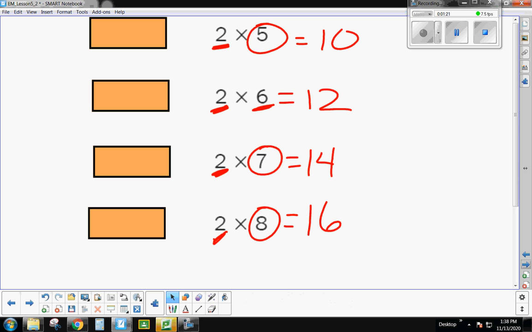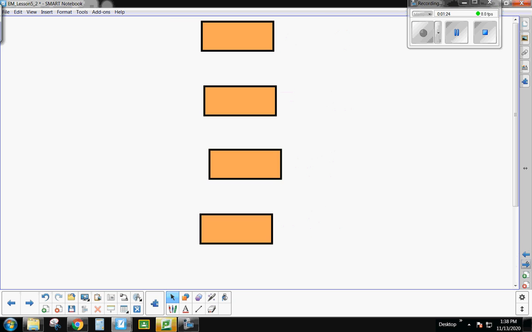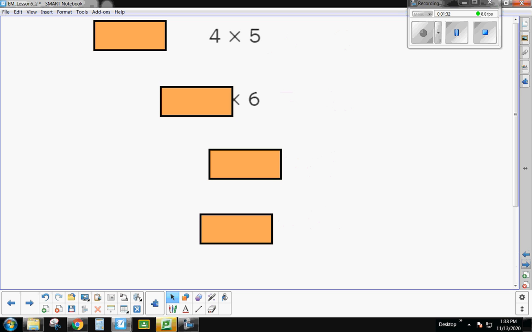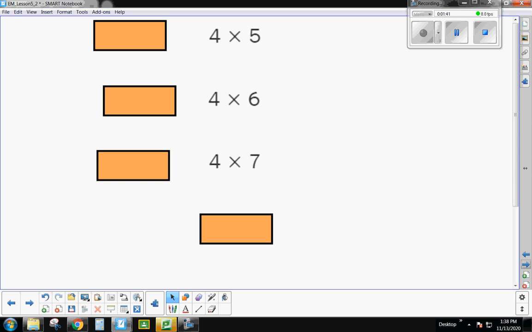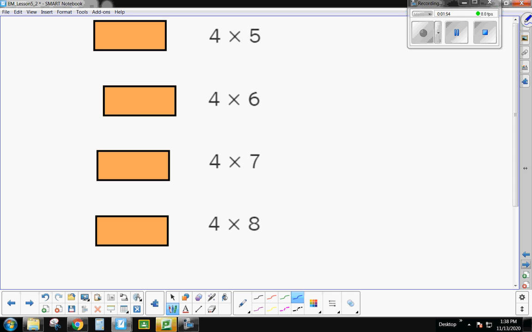All right, let's go to the next set of facts. 4 times 5, 4 times 6, 4 times 7, and 4 times 8. All right, now the first one should have been very easy for you. 4 times 5, it's times 5, so I could simply count by 5s: 5, 10, 15, 20.